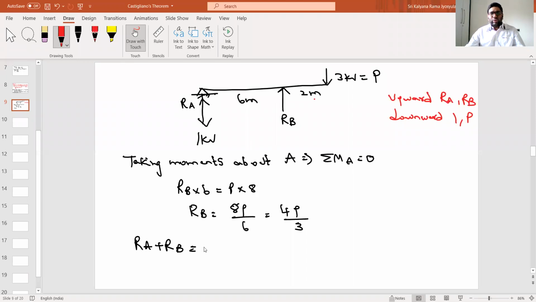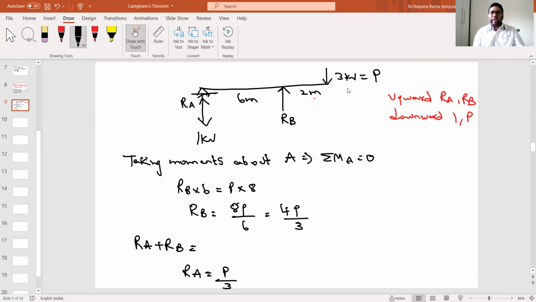Okay. So 4P by 3 minus P. Of course, downward is 1 kilonewton and P. So now here, when we consider this, we will get RA is equal to P by 3, because see the total load acting is P. So RA plus RB is equal to P. So these are the two loads that are acting.